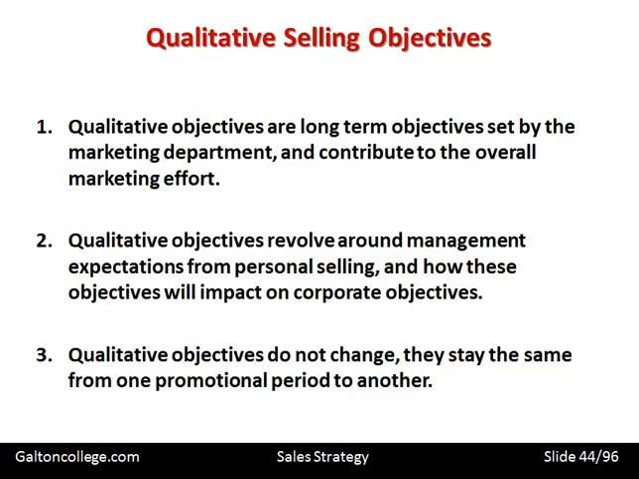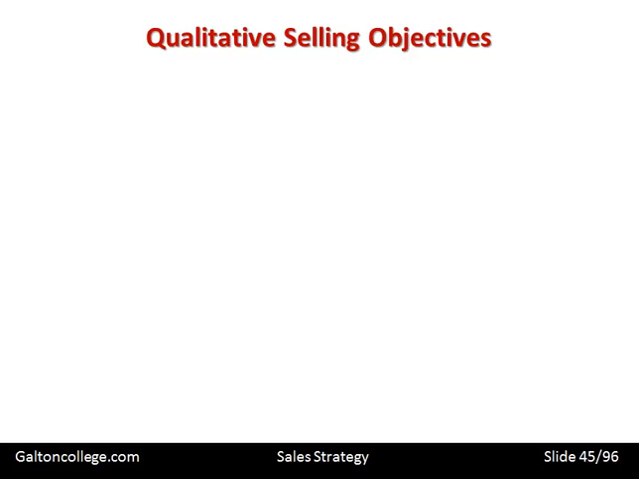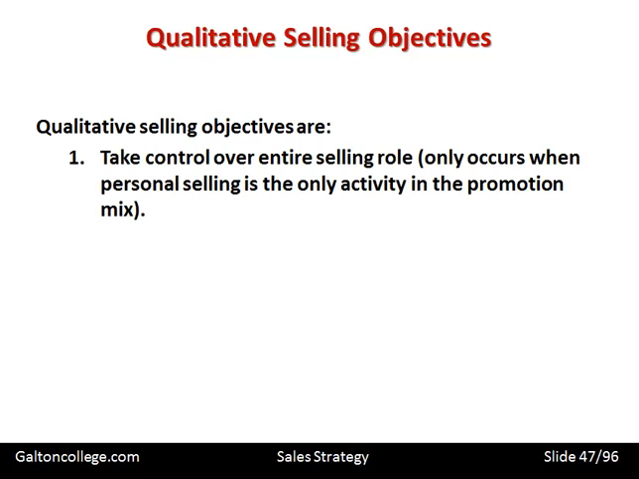The overarching policy, let's say 5% growth over the next 5 years, that's been set. So leave it. And that was derived qualitatively by people discussing it and thinking that's what they really need if they're going to meet their corporate objectives. Qualitative selling objectives, well, these take control over the entire selling role.